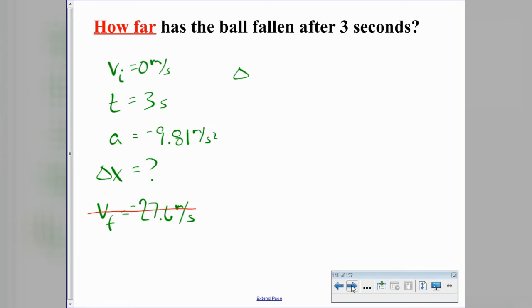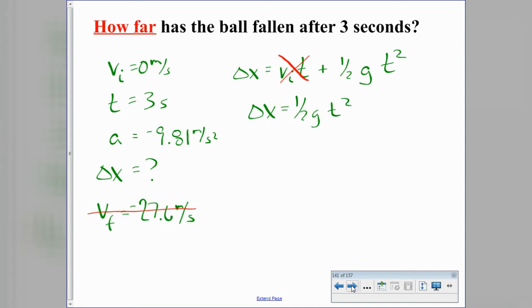So the right kinematic equation would be our change in displacement equals our initial velocity times our time plus one half a t squared. But since the acceleration is gravity, it's one half g t squared. Another thing that's going to happen in this problem is that our initial velocity is 0. So this first part of the equation is just going to cancel out. That leaves us with just change in displacement equals one half g t squared. We have all that information given to us in the problem, so we can just solve it.